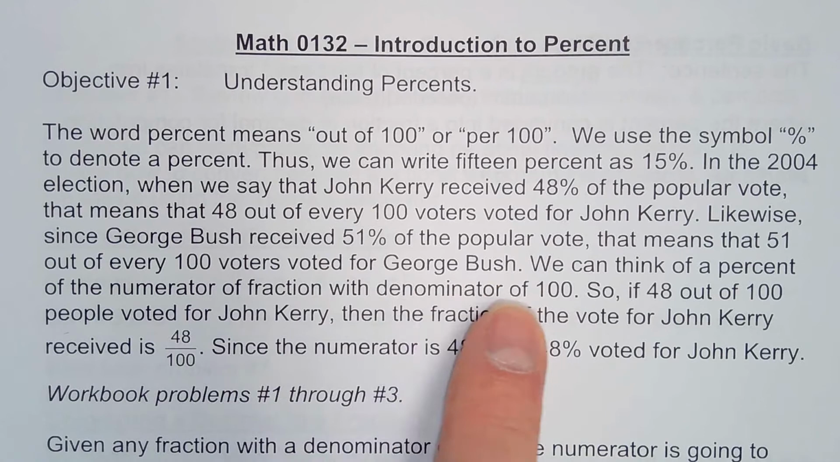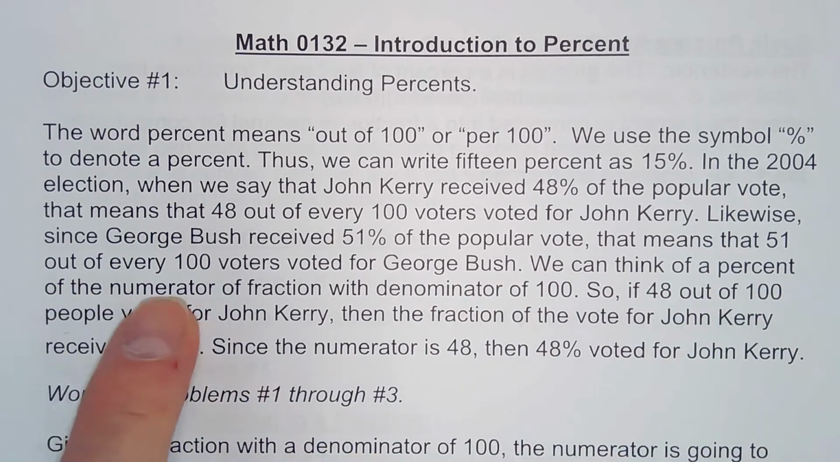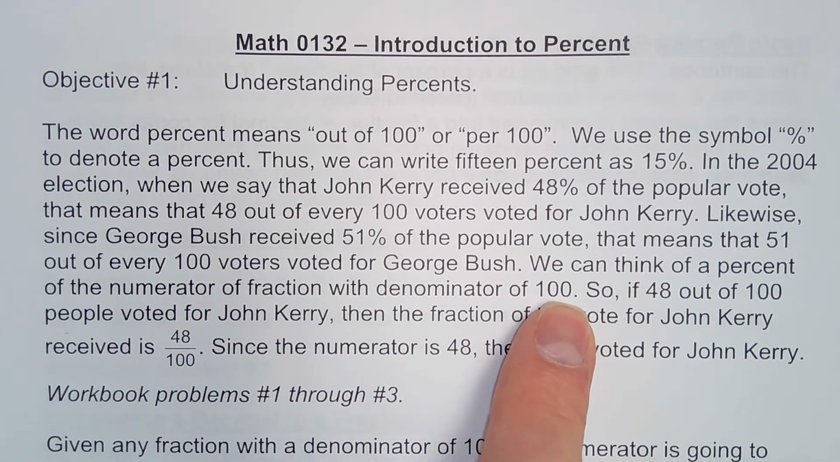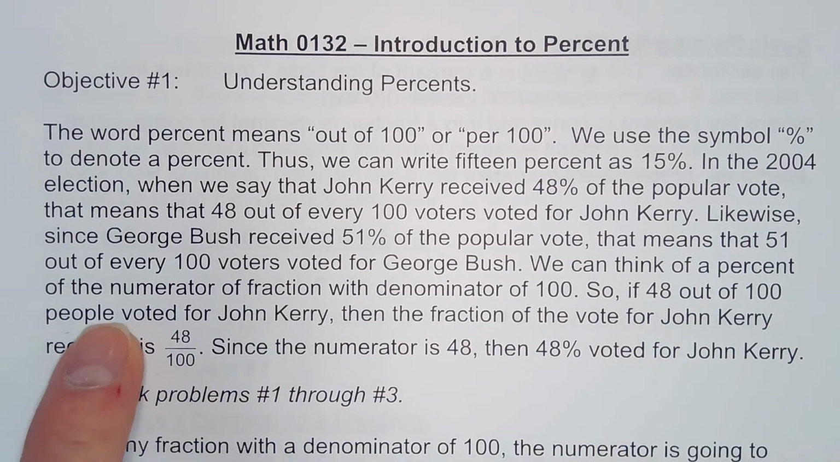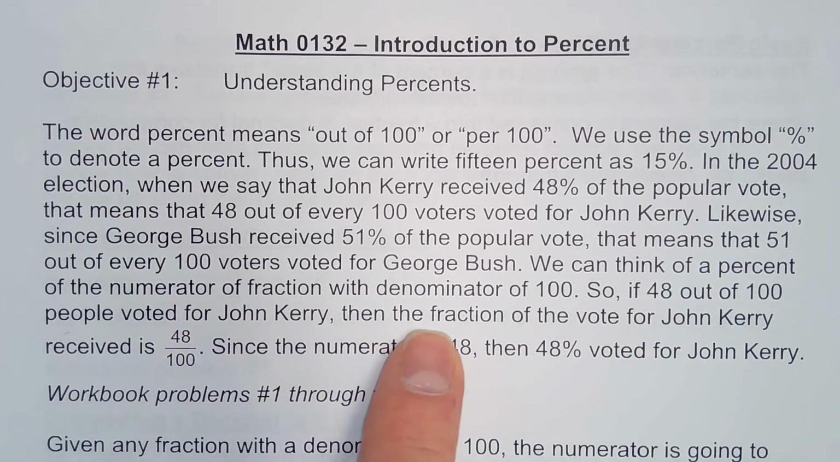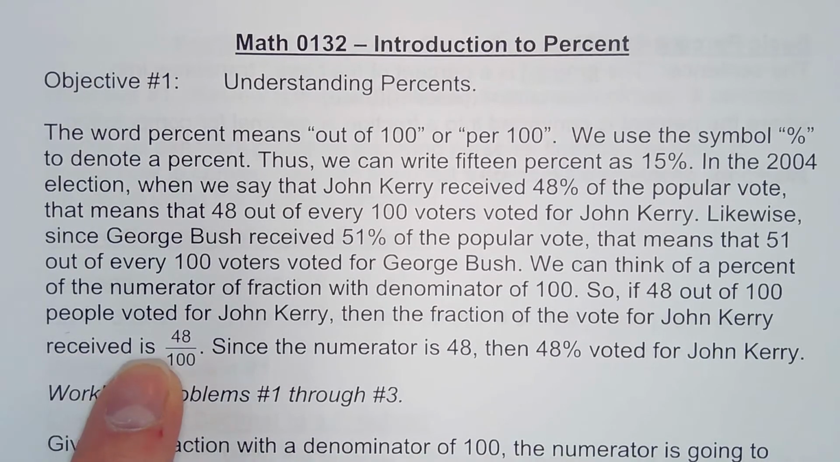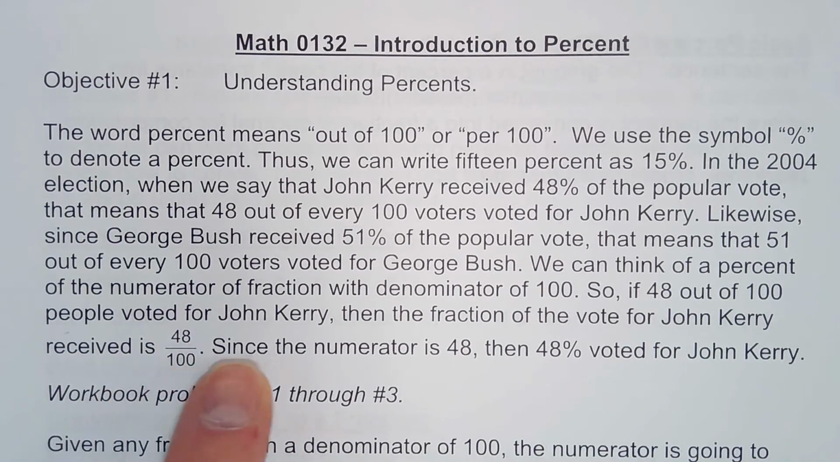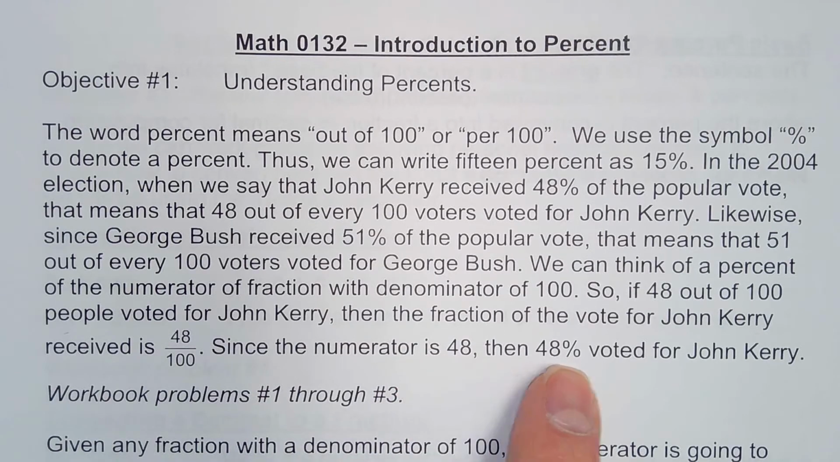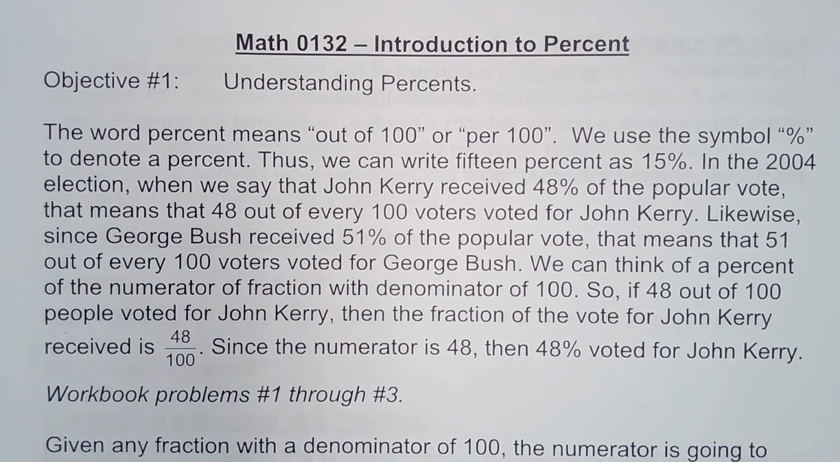George Bush. We can think of a percent as the numerator of a fraction with a denominator of 100. So if 48 out of 100 people voted for John Kerry, then the fraction that John Kerry received is 48 out of 100. Since the numerator is 48, then 48% voted for John Kerry.